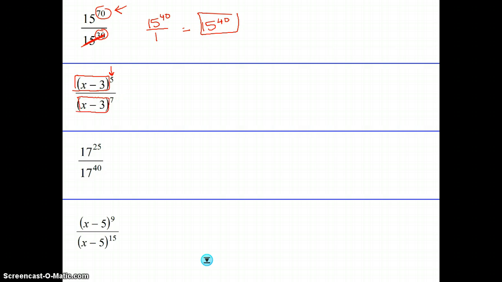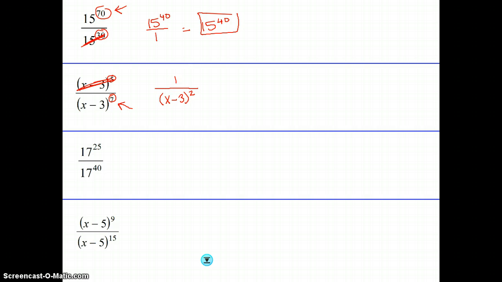When we subtract the exponents, I have 5 on top and 7 on the bottom. Subtracting gives me a new exponent on x minus 3 of 2. Since there are more on the bottom, 7 is greater than 5, my x minus 3 to the 2nd is in the denominator. And in the numerator, since all of those canceled, I just write a 1.